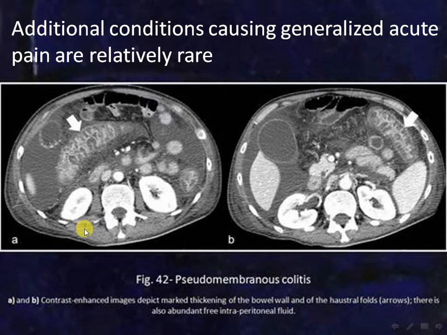There are additional conditions causing generalized acute abdominal pain, which are relatively rare. For example, this is a case of pseudomembranous colitis. You can see there is a thick wall of the bowel, thickening of the haustral folds, also an abundant amount of free intra-abdominal, intraperitoneal fluid collection. This was a case of pseudomembranous colitis.